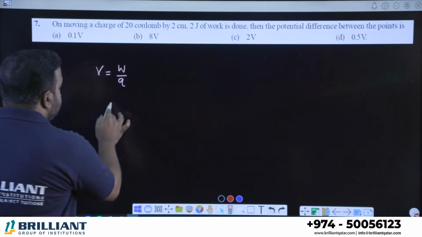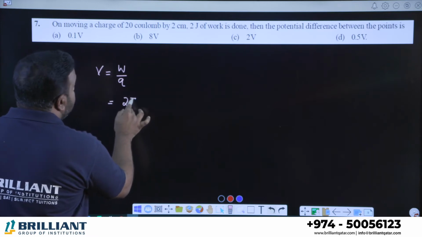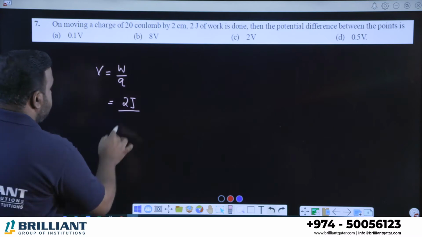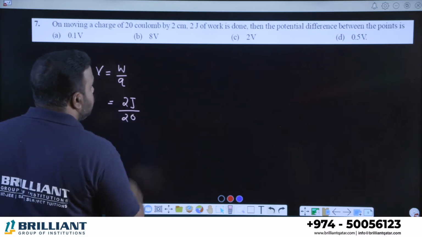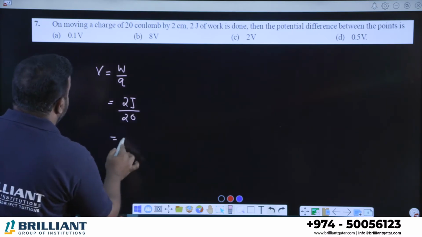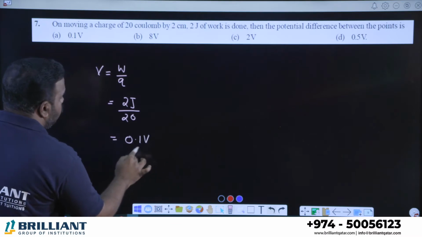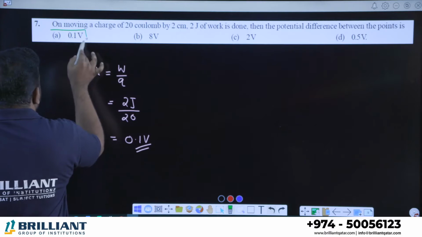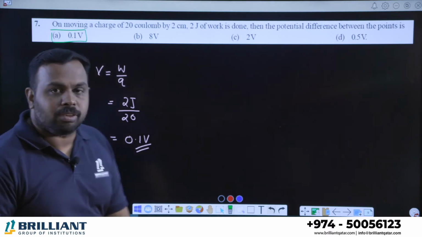So here, what is the work? Work is given as 2 joule divided by charge 20 coulomb. So this is equal to 1 by 10, which is 0.1 volt. Very simple. You can easily find the answer for this within 10 seconds.